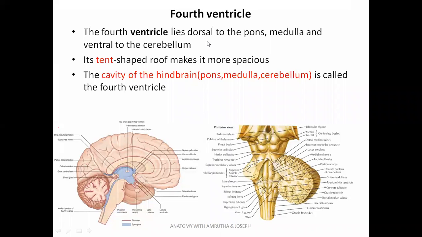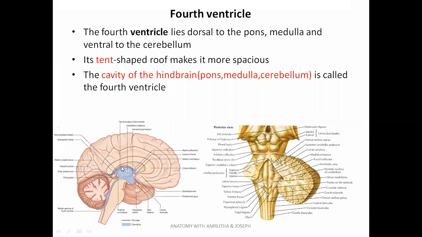The fourth ventricle is lying dorsal to the pons, so it is lying posterior to the pons and medulla, right? And it is anterior to the cerebellum. So that is the location. It is a tent-shaped structure. The roof is like a tent, and that makes it more spacious. The cavity of the hindbrain, which is pons, medulla, and the cerebellum, is called the fourth ventricle.